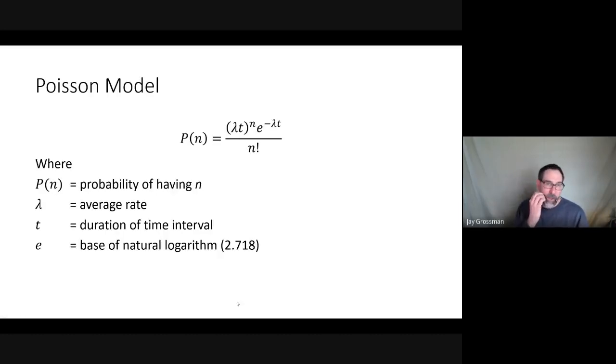This is the Poisson equation. Lambda is your average rate, t is the time interval you're looking at, and n is the number of vehicles you're looking for during that period. So if I wanted 2 vehicles in a 60-minute period, t is 60 minutes and n is 2. Lambda is the average arrival rate, which should match those units, so vehicles per minute. Then it's lambda t to the n, times e to the negative lambda t, divided by n factorial. That gives you the probability that 2 vehicles arrive.